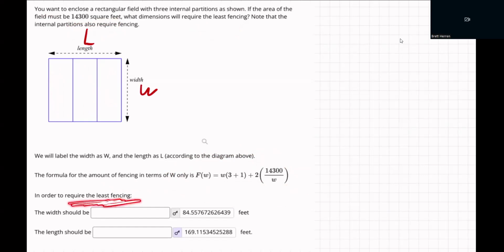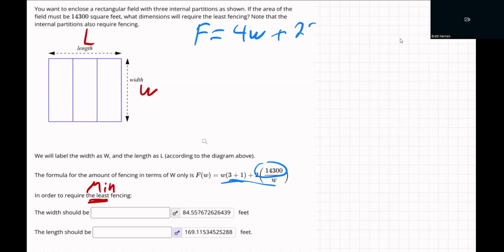In order to require the least fencing. So least always means minimum. So that means I'm going to take that fencing formula, which is right here. I'm going to simplify it. That's 4W, right? 3 plus 1 is 4. And this is 2 times 14,300. That's going to be what? 28,600. W to the minus 1, right? W in the bottom is W to the minus 1. Down there, let's bring it back up. All right, so there's the fencing formula.